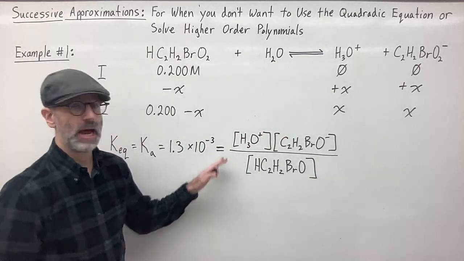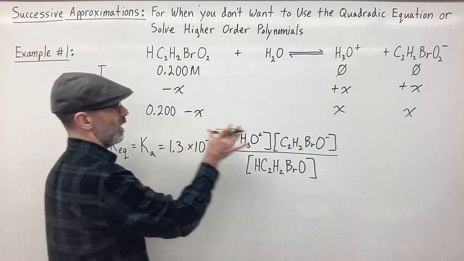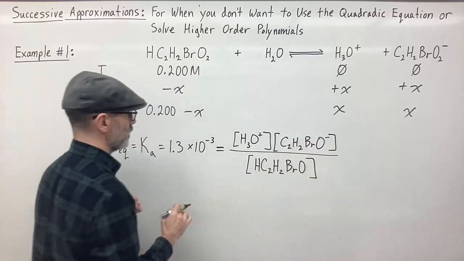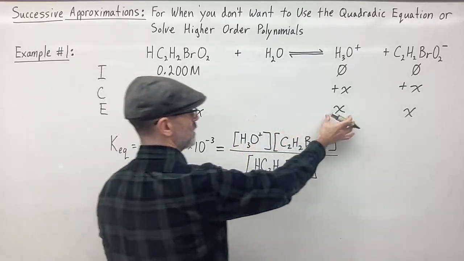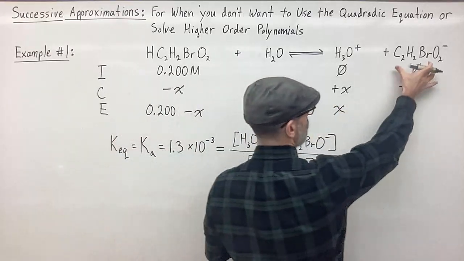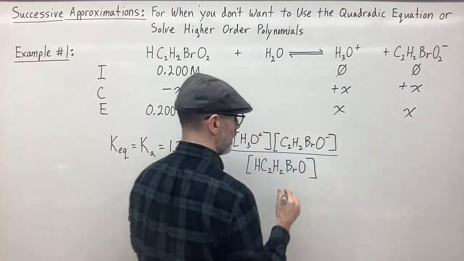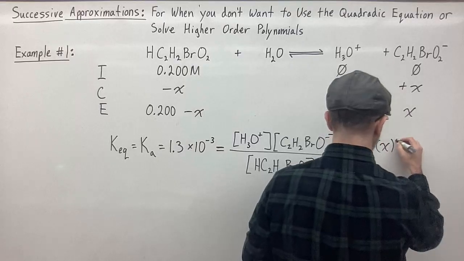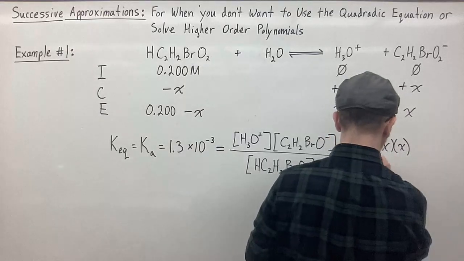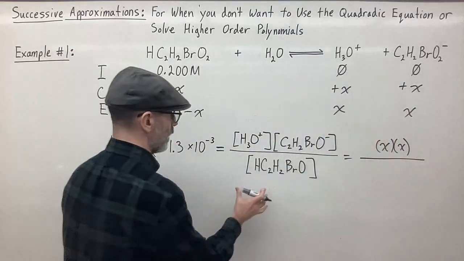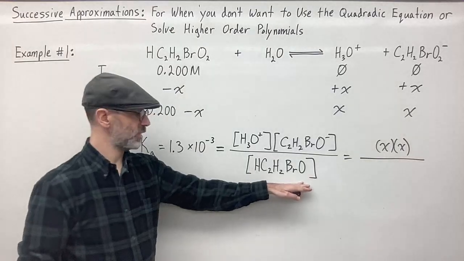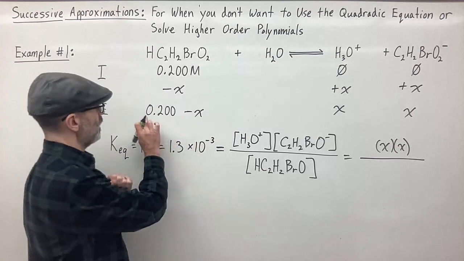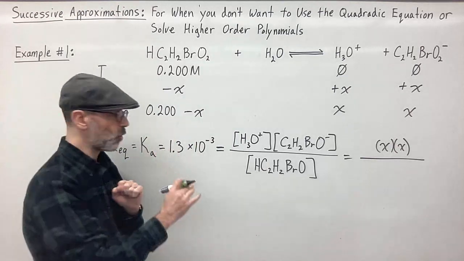And so now that we have our expression, we can plug these into our expression here. So for hydronium ion, it's going to be X. For this anion, it's going to be X. So that's going to be equal to X times X over, and then we have the acid here, the acetobromic acid. So that's going to be 0.200 minus X.